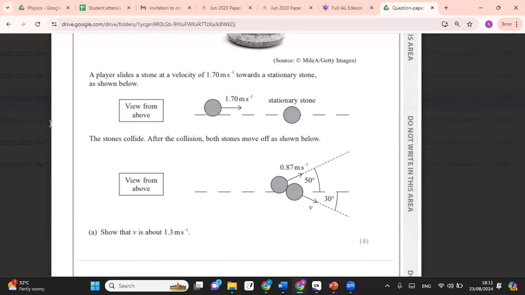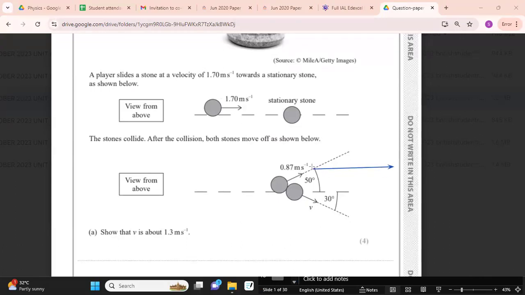Now, think of it this way. Initially, before the collision, momentum is only in the horizontal direction. After the collision, we have velocity acting at different angles. In fact, don't forget about momentum for now. Let's talk about just velocity. Before the collision, the velocity is acting horizontally. There is no vertical component. The only component is the horizontal component. After the collision, we have a horizontal component as well as a vertical component.